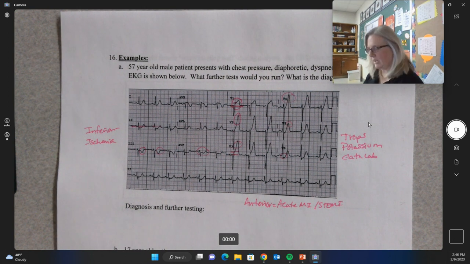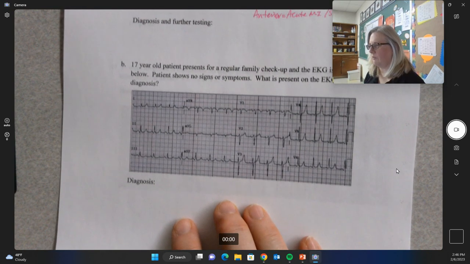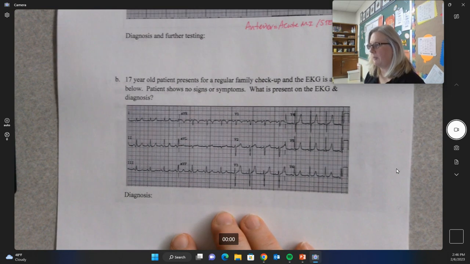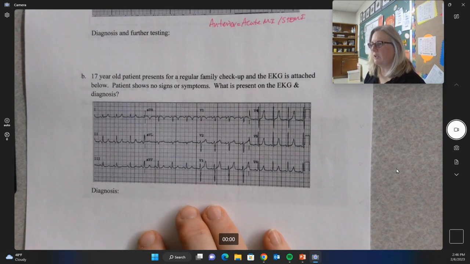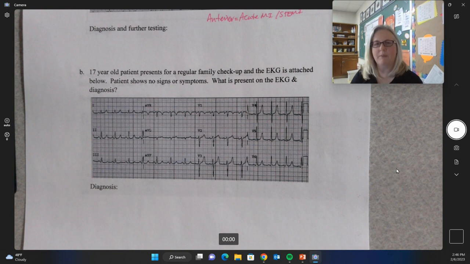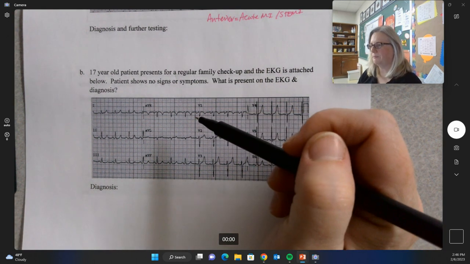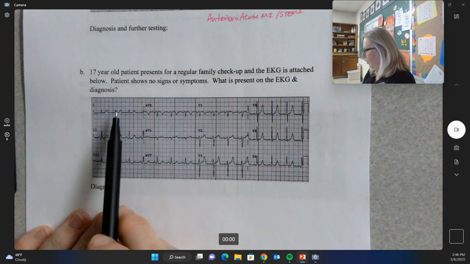All right, let's take a look at the next one. Right here, the 17-year-old patient. So the 17-year-old patient presents for a regular family checkup, and the EKG is attached below. He has no signs or symptoms. He's just there for a regular checkup. Okay, so 17-year-old for a regular checkup. 1 and AVL.